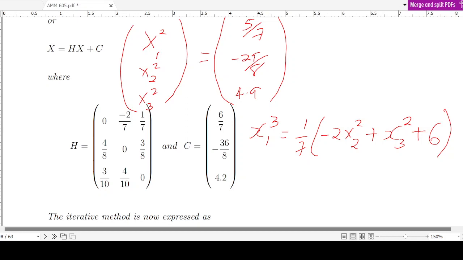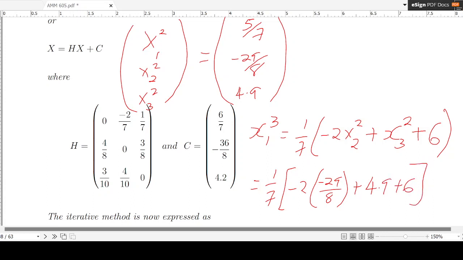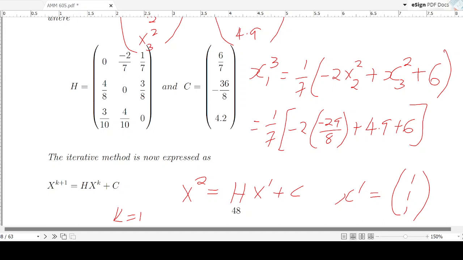So we are now using x2,2 is minus 29 over 8, and x3,2 is 4.9. So we write 1 over 7 minus 2 times minus 29 divided by 8 plus 4.9 plus 6, and we get the value of this. Then we go to the next equation and substitute again.